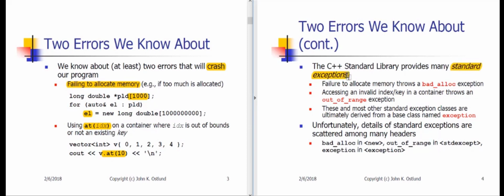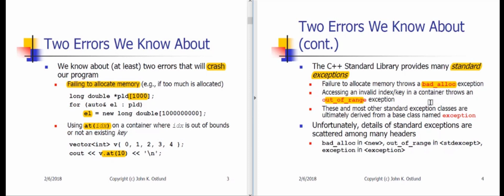If you attempt to allocate memory with new and new cannot get you the memory that you've asked for, new will throw what's called a bad alloc, that is a bad memory allocation exception. On the other hand, the at member function in a container, if you access an element that's outside the range of subscripts for that vector or deque, throws what's called an out-of-range exception.